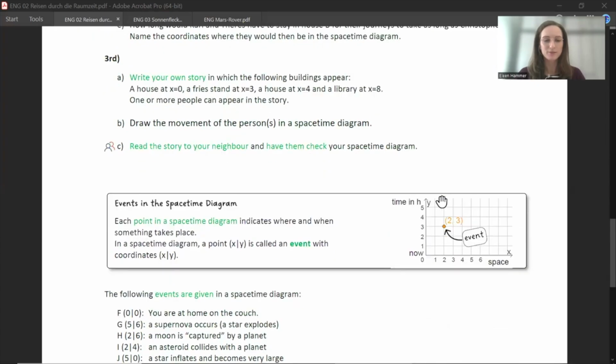The third task, sub-problem, is an open problem, because now they know how the coordinate system works. They're supposed to write their own story, and there are again some houses and locations given. They can add as many people as they want to, and then they draw their own space-time diagram, read the story to the neighbor, and the neighbor checks if the diagram actually goes together with what the story tells.